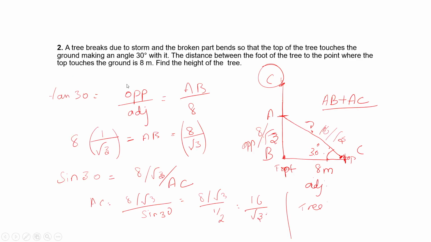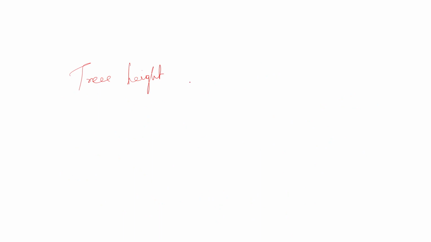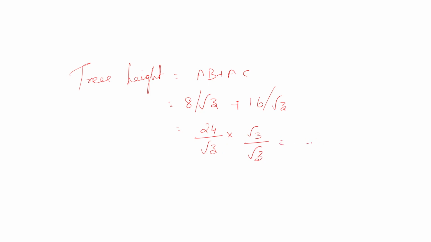So here I am writing, tree height is AB plus AC. AB we have found as 8 by root 3 and AC we have found as 16 by root 3. So this will become 24 by root 3. If you multiply and divide by root 3, then the denominator will become 3, since root 3 into root 3 is 3. Okay, so 8. So the answer will become 8 root 3.